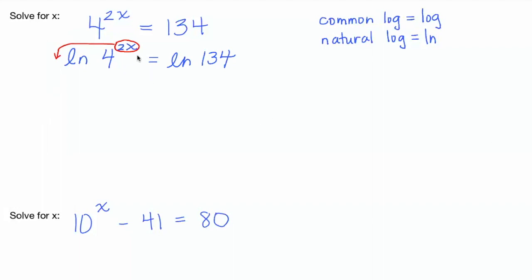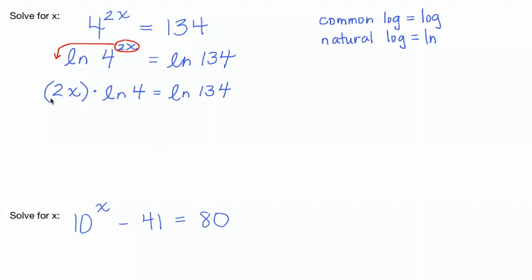So what that does is it takes the 2x, and ultimately I'm solving for x, and it brings it down out of the exponent. So I would have (2x), and I'm going to keep that in parentheses just to keep it looking neat, times natural log of 4 equals natural log of 134. And now you just have to get x by itself.